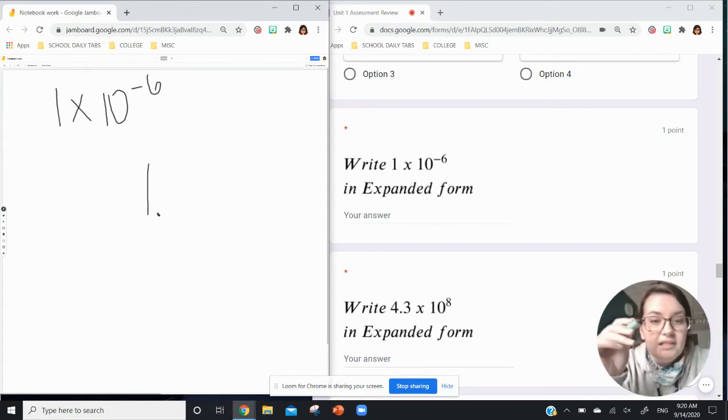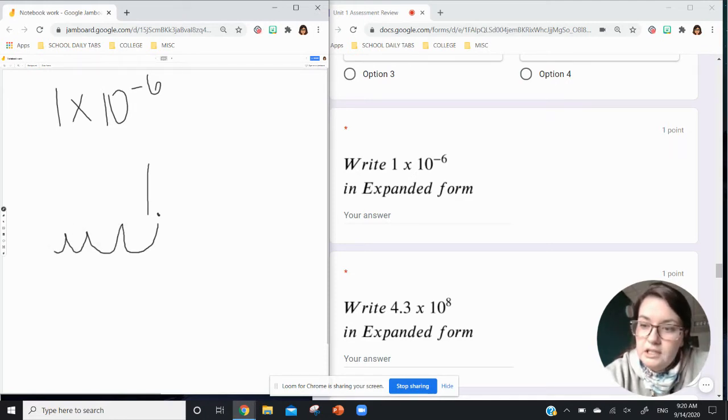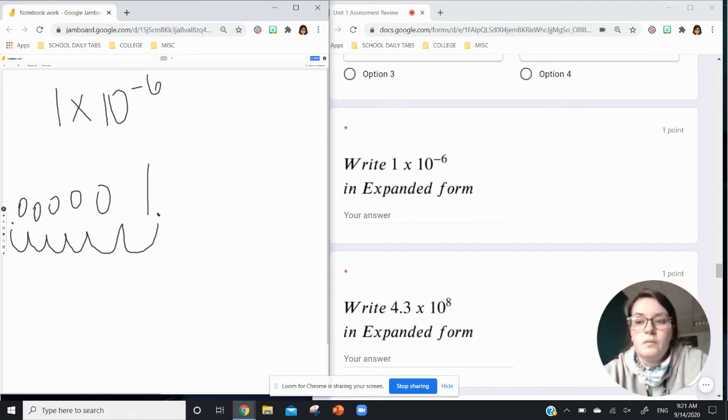Okay, so this is a negative 6, which means I've got to move my decimal to the left 6 times. So if I do that, here's 1, 2, 3, 4, 5, 6. So this would be where my new decimal is. And I know that's hard to see. And then I just fill in the rest of the places with zeros. So 1, 2, 3, 4, 5. So I'm going to rewrite this so it looks a little neater.